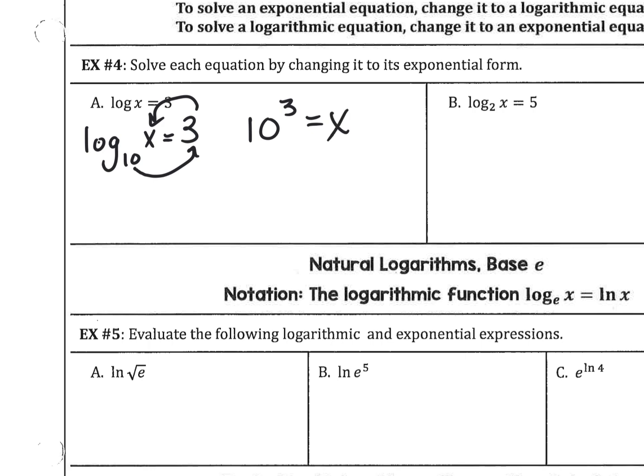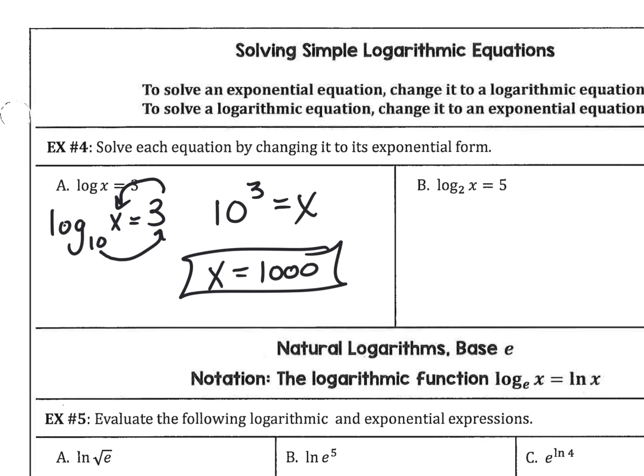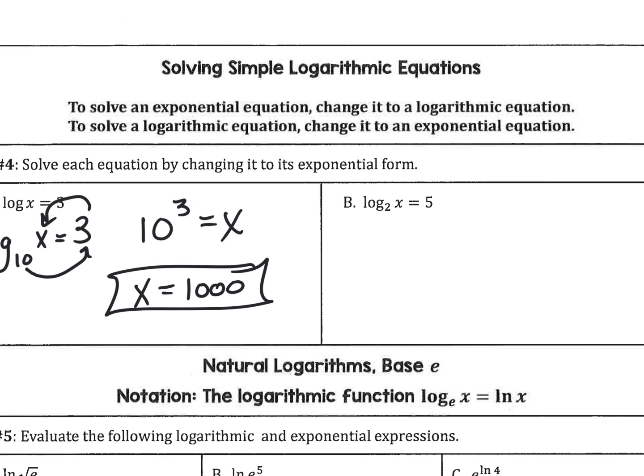Do we have to do anything else but figure out what that is? You can do 10 to the third, can't you? Heck, we did that earlier. What is 10 to the third? Okay, so what is x equal to? So we can solve logs by turning them into exponentials. Look what it says. To solve a log equation, change it to an exponential equation. Do the same thing for B.